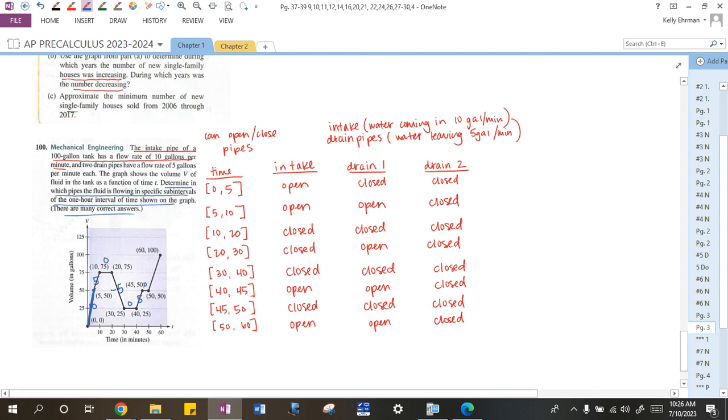Might as well do a -1 to finish off. The slope on this next section here is -5. So you just need some combination that gives you -5. So think about that. You're losing water only, not bringing any in. So the intake valve has to be closed, and then just one of the drains has to be open. If the slope gets to -10, we would have needed both drains to be open, right? Or I could have said drain 1 was closed and drain 2 was open. So again, that's why there are many correct answers for this problem.